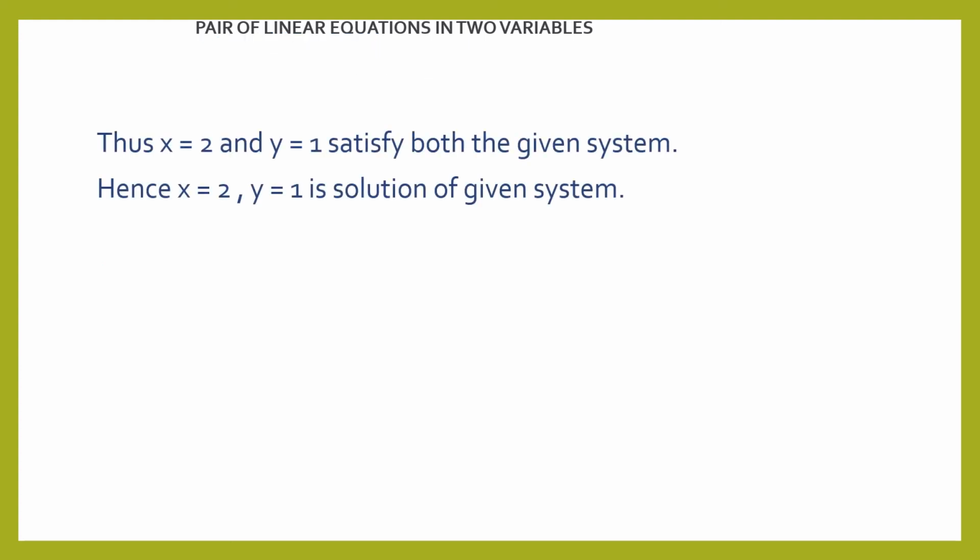Thus x equals 2 and y equals 1 satisfies both equations of the given system. System means system of equations. Hence x equals 2, y equals 1 is the solution of the given system of equations. Clear? Now let us move on to the next concept.